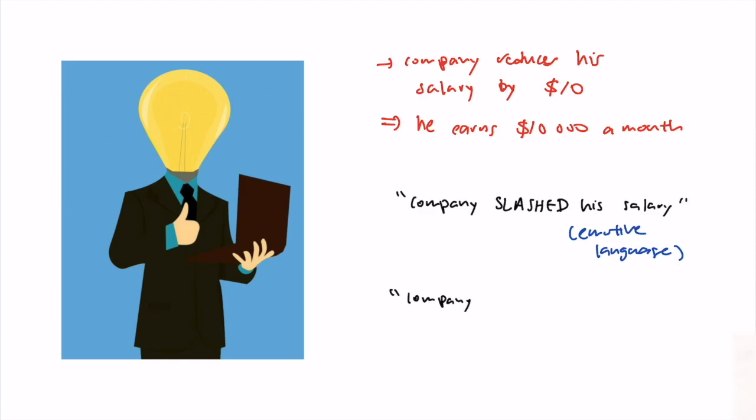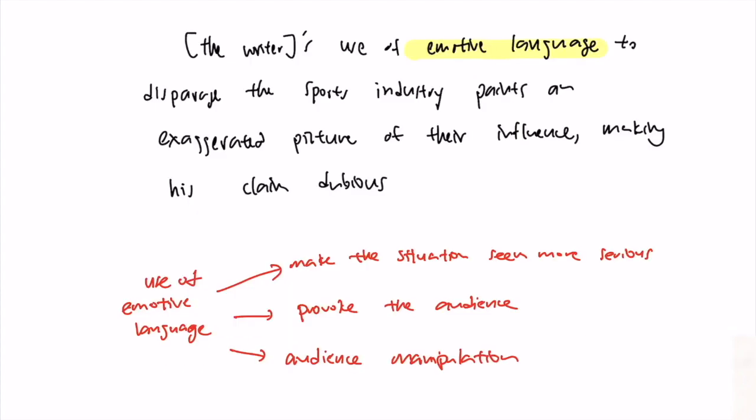What he should have said was the company reduced his salary. His initial salary of $10,000 a month was reduced by $10. That is by no means slashing of his salary. This example might be slightly far-fetched, but you get my point. Emotive language tends to make a situation more significant than it is and evoke an emotion in the reader. Some writers even try to play with or manipulate the reader's emotions.